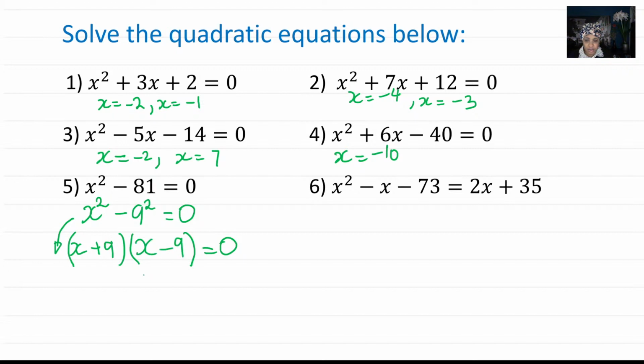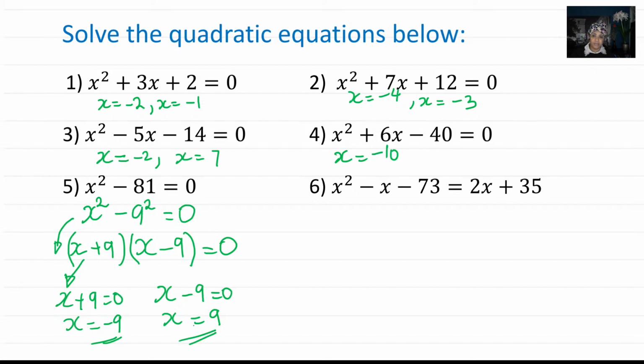So you're not going to get just one answer, are you? You're going to have one of the brackets saying x plus 9 equal to 0. So therefore x is equal to -9. That's one of the answers. In the second one, you have x minus 9 equal to 0. Therefore, x is equal to 9. So they are not the same answer. So be careful.